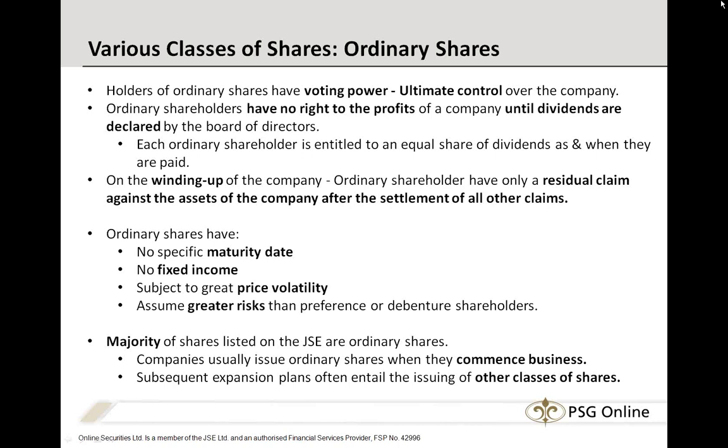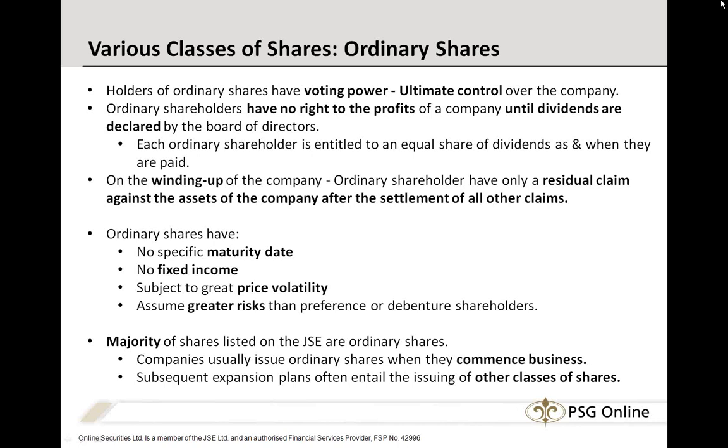They don't have a maturity date. They don't have a fixed income. They are subject to price volatility. That's what you want as an investor or trader. So you assume a greater risk compared to a preference or debenture shareholder. We'll talk about those now. However, most of the shares listed on the JSE are ordinary shares.